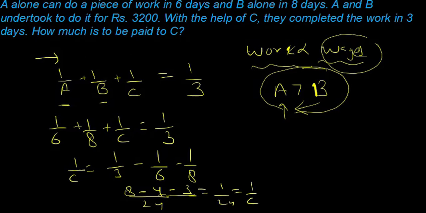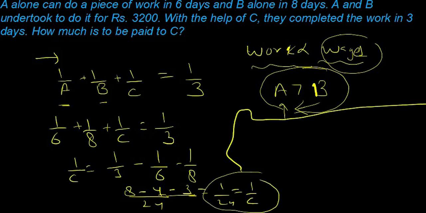to 1 by C. So that is the work done or capacity or efficiency of a person. So C can complete the work in 24 days. Okay. Now we need to find out in what ratio they should get the money.